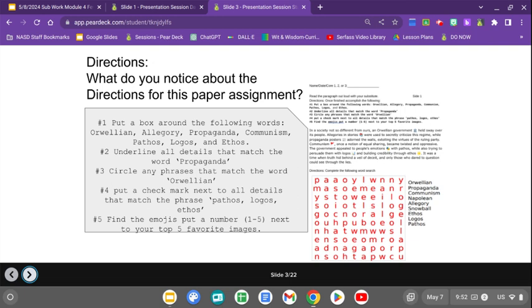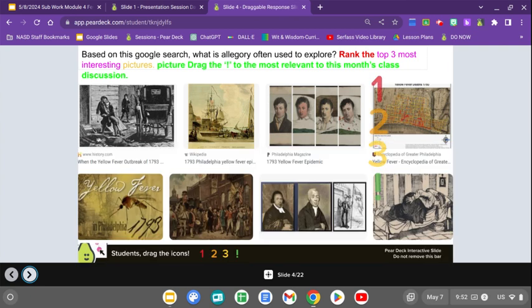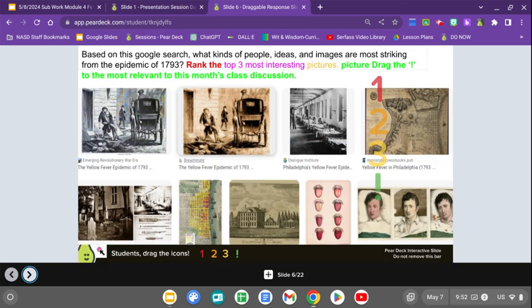All right, slide 4. Based on this Google search, now this slide looks a little bit different than the others. I'm not sure why it didn't load up this way yet, but let's look at this question first. All right, this is slide 6, but we're going to use it for slide 3 in a moment. Based on this Google search, what kinds of people, ideas, and images are most striking from the epidemic of 1793? Rank the top 3 most interesting pictures and drag the exclamation point to the most relevant to this month's class discussion.